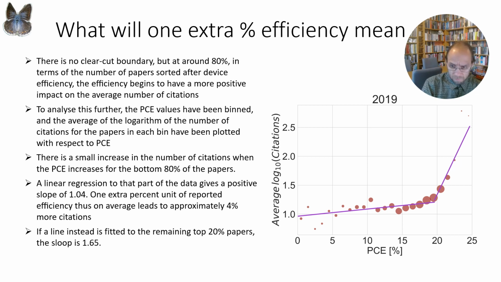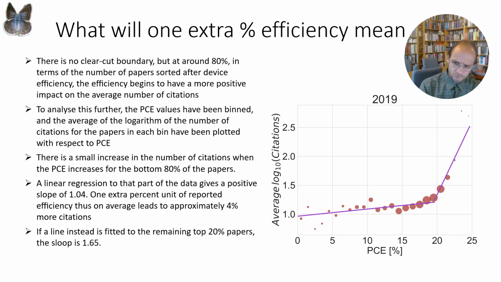If you just fit a straight line to the data for the 80% of papers not reporting top efficiencies, we see a weak positive correlation that indicates that one extra absolute unit of percent efficiency would give you 4% more citations, which isn't all that much. But for the top 20% of papers, we see a steeper slope, indicating that 1% extra device efficiency would give you 65% more citations.